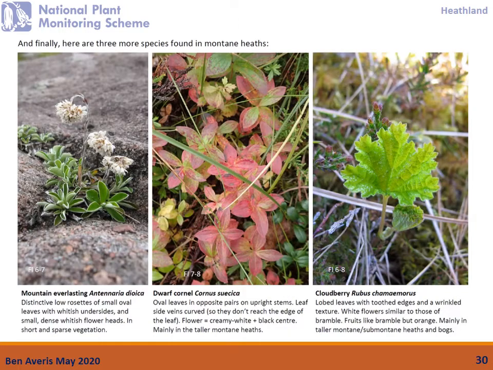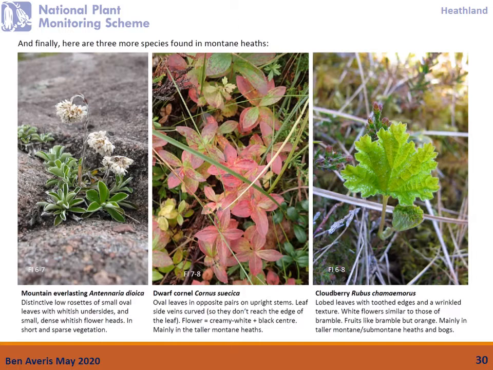More species that we get in the montane heaths. Mountain everlasting, unmistakable. Little low rosettes or little low tufts of these leaves, which tend to be widest at the middle or just above the middle, really. Like the alpine lady's mantle, it's got a very whitish silvery coloured underside, which shows up around the edges. So you can tell it in leaf, but when it's in flower, you have these little clusters of white or pale pink flowers. Grows in very open places, very short vegetation, or where it's a bit stony.